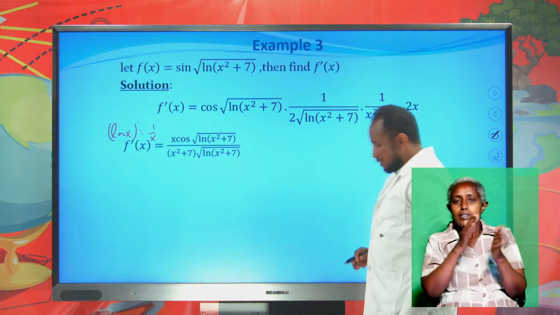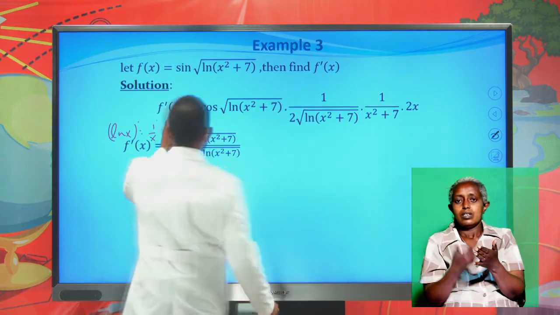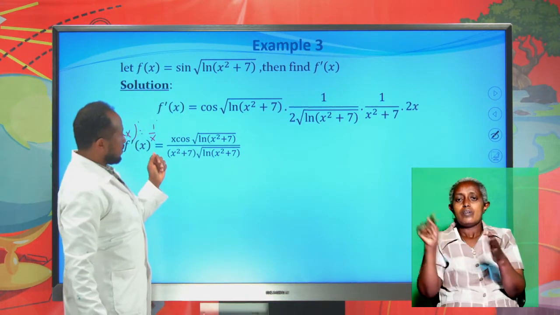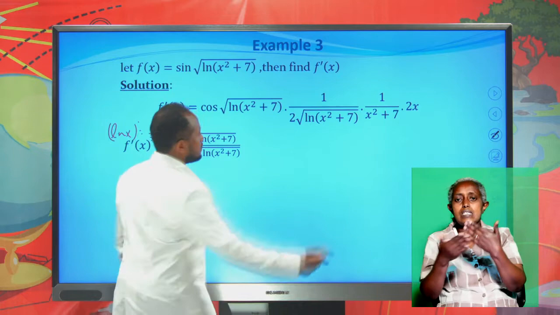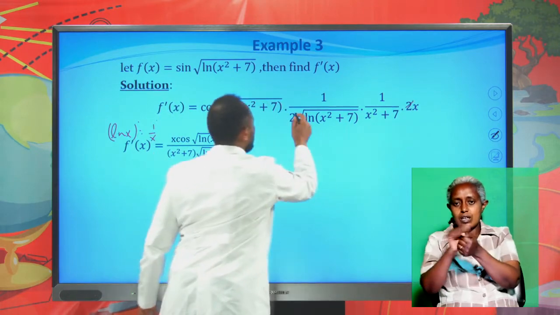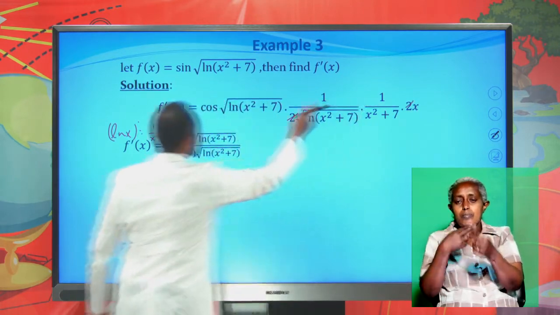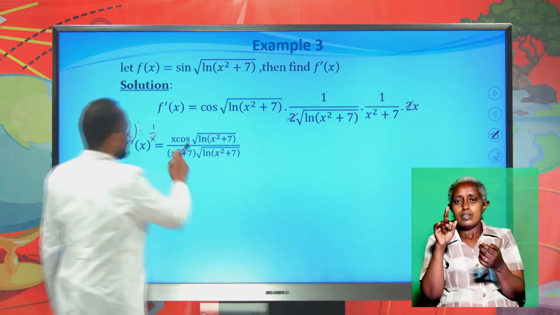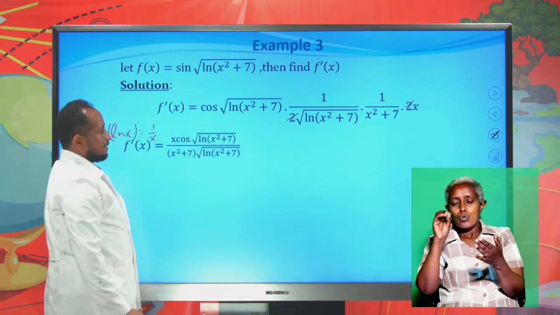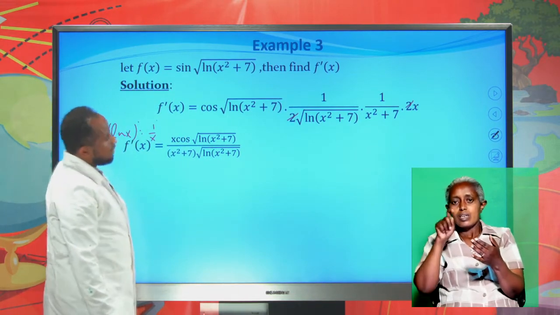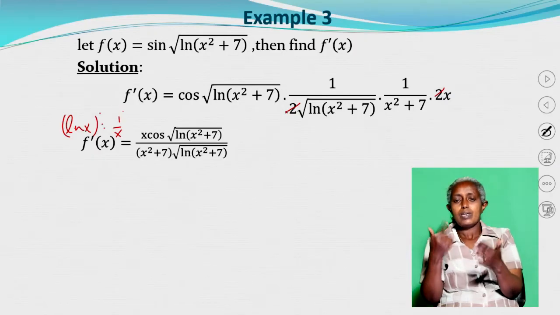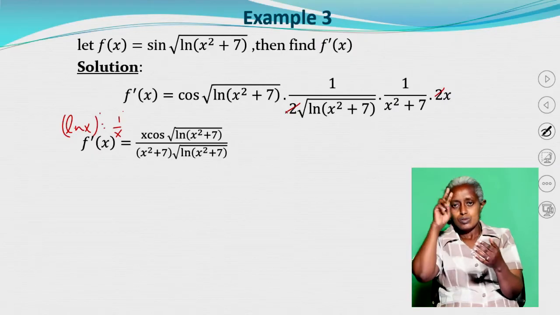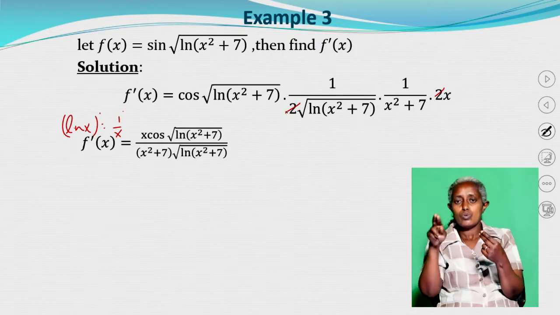Rearranging this, you'll have the derivative of the function equal to, you can just cancel 2 here. Canceling 2 and multiplying x by this, you have x cos of the square root of ln of x squared plus 7, divided by x squared plus 7 times the square root of ln of x squared plus 7. So this is the answer.